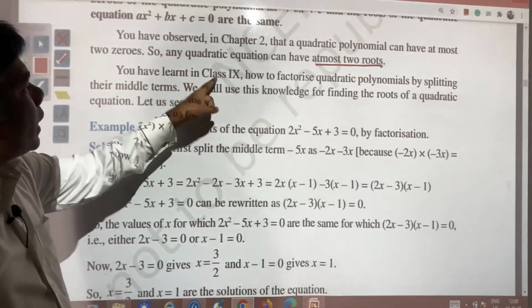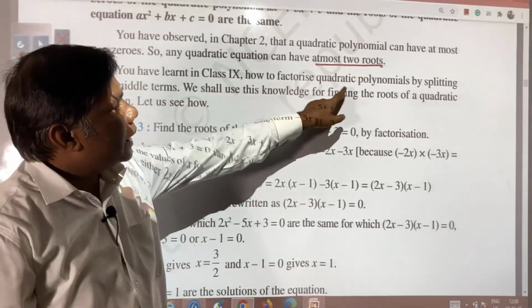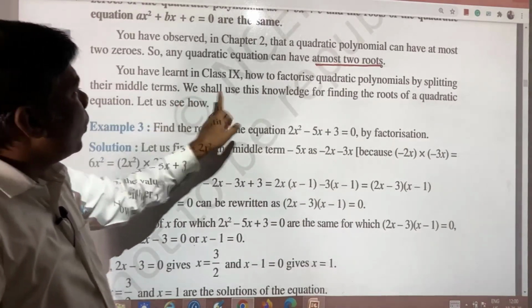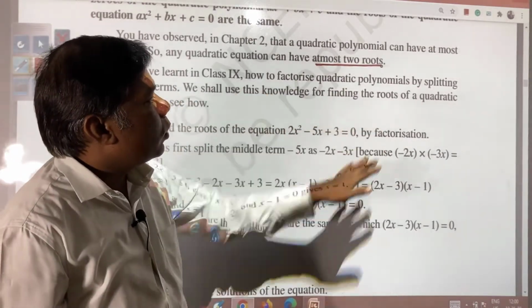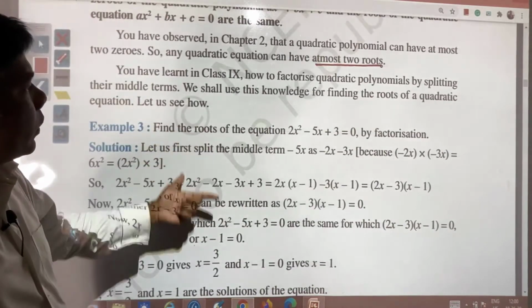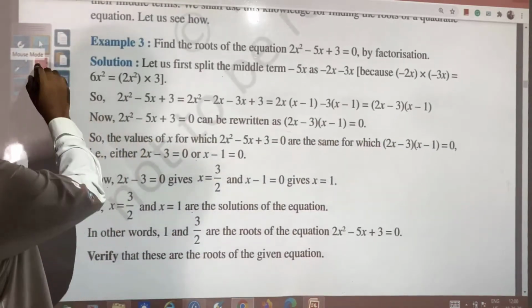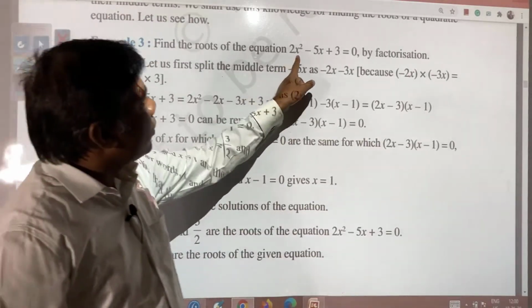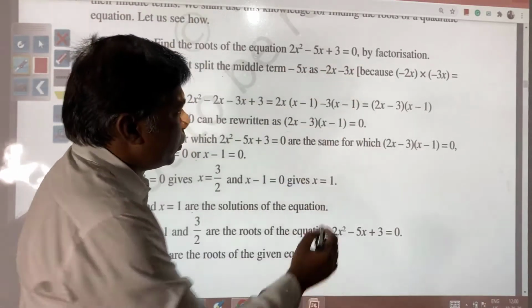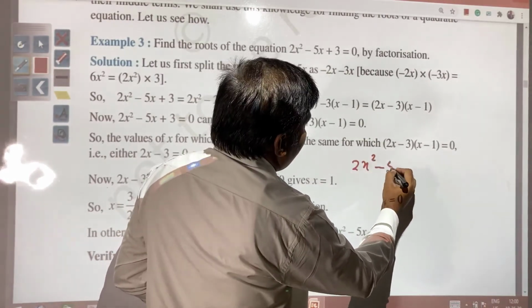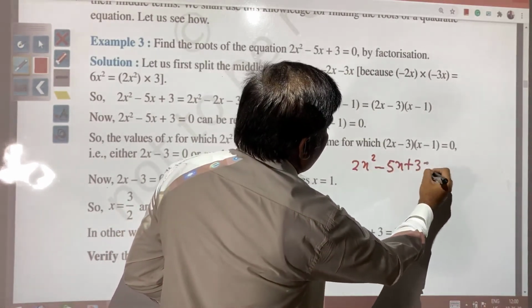You have learned in class 9 how to factorize quadratic polynomials by splitting their middle terms. We shall use this knowledge for finding the roots of a quadratic equation. Here some examples have been given, which you already know. In the first equation, you have 2x square minus 5x plus 3 is equal to 0.